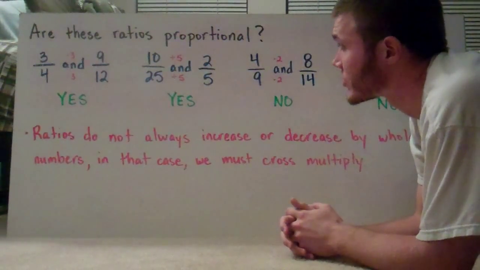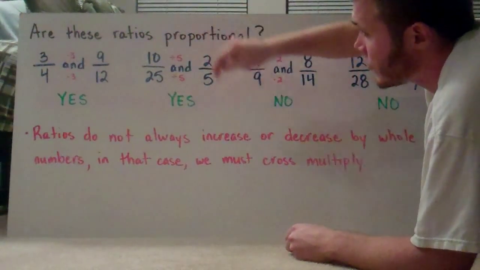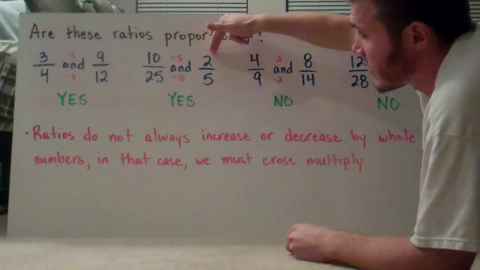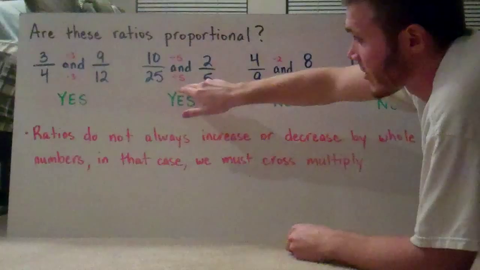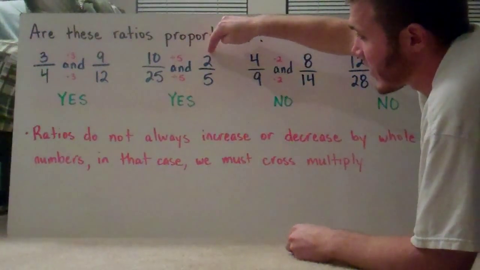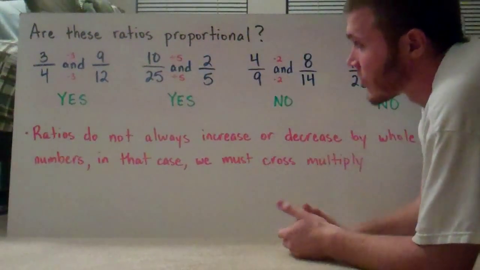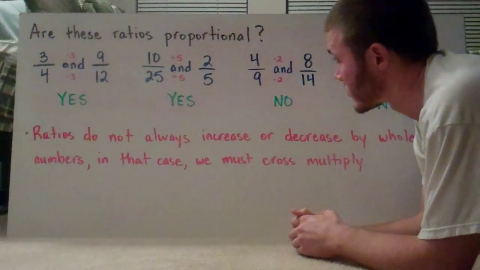This set of ratios, how can we go from 10 to 2? Well, we can divide by 5. And since I divide the top by 5, I can divide the bottom by 5. 25 divided by 5 is 5. 10 divided by 5 is 2. Yes, those two ratios are proportional.